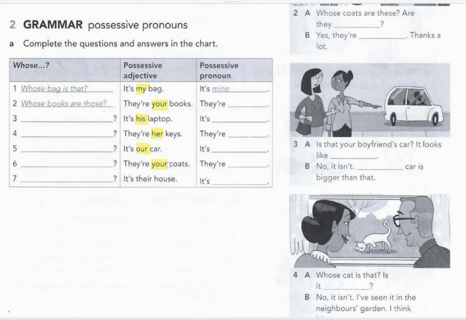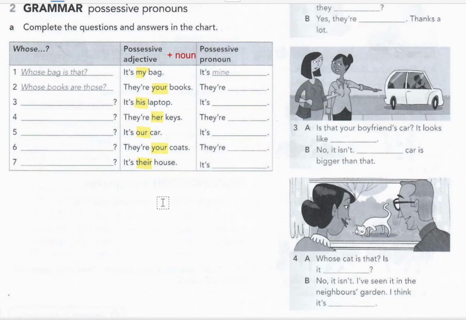Your coat. Their house. So one characteristic of possessive adjectives that we should know is that we should use a noun after them. In other words, possessive adjectives come with a noun all the time, guys. That's a very important point to take into account. Try to remember that. As you can see here, my bag. Bag is a noun. Your books, books, laptop, keys, car, coats, house. They are all nouns. Okay?